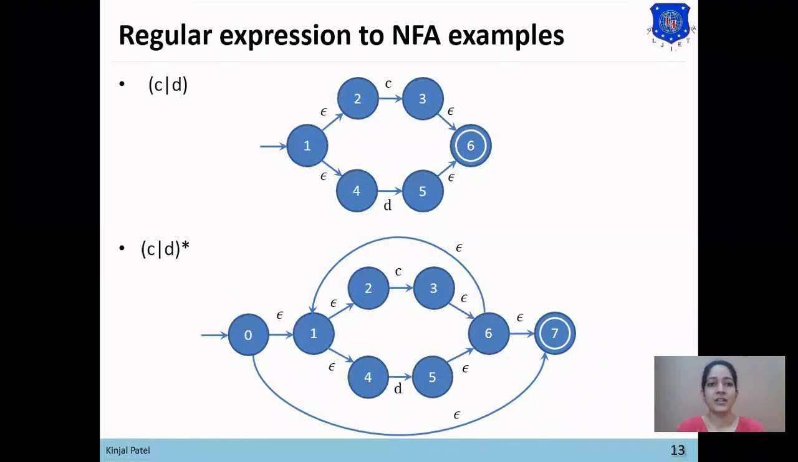So this was the first step to convert a regular expression into a DFA, that we have converted the regular expression into an NFA using Thompson's rule. Now the second step is to convert this NFA into a DFA using the subset construction method. We will learn the subset construction method in the next video lecture.